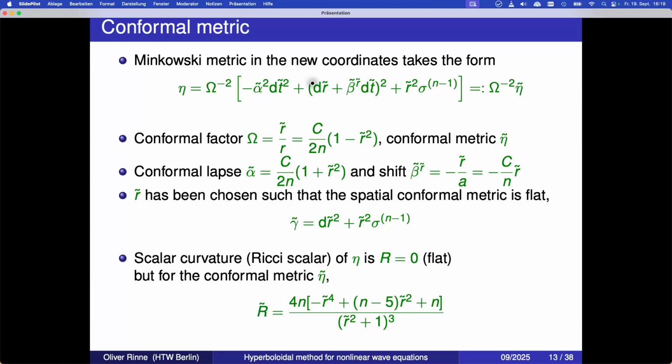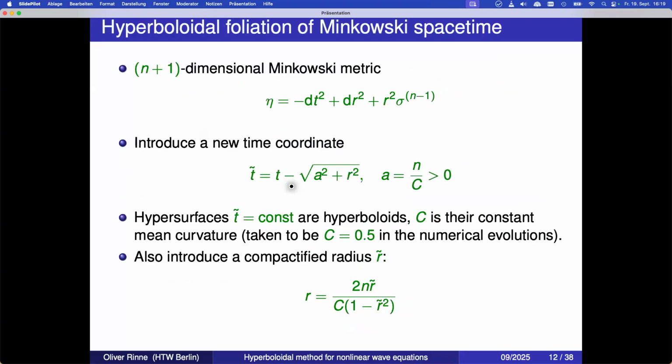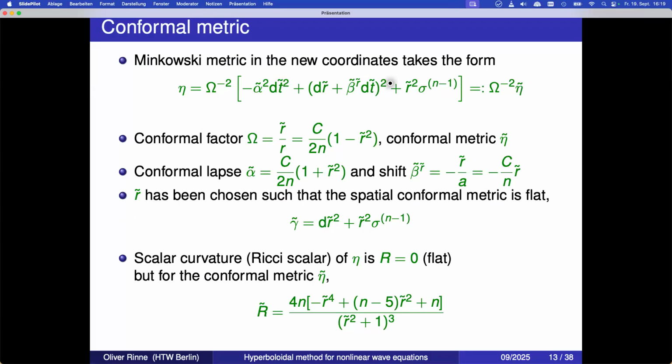Now, if you look at this conformal metric here, you observe that it's actually conformally flat in the spatial part. So the spatial metric just has this form: dr tilde squared plus r tilde squared times sigma. So the spatial conformal metric is actually flat. And this is thanks to this special choice of this r tilde. If you choose r tilde in this way, then it comes out to be in this form.